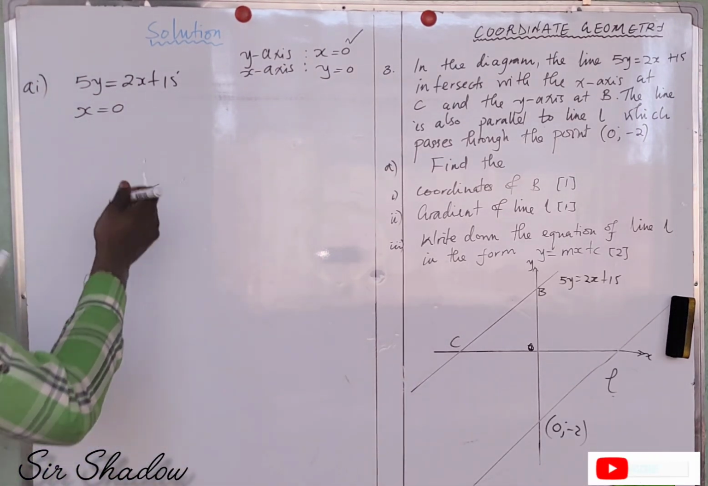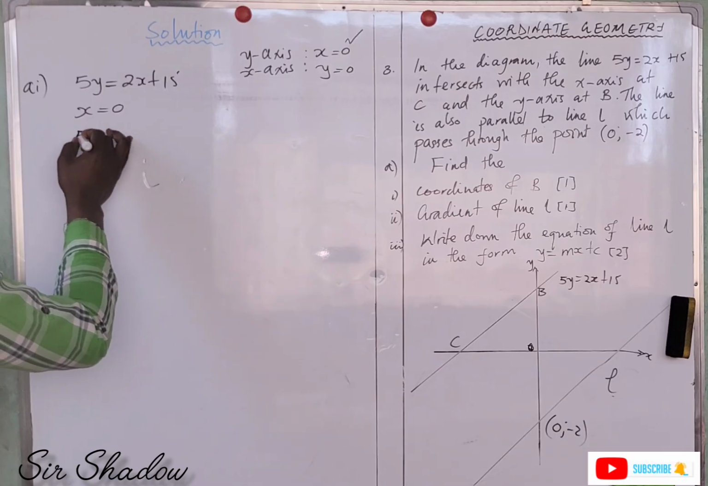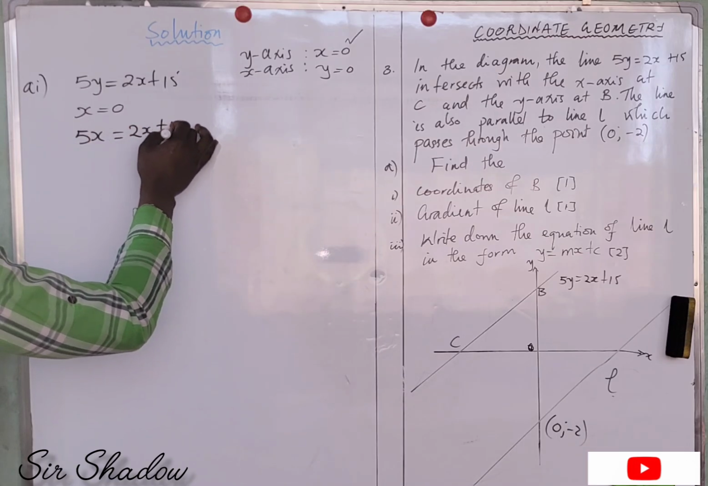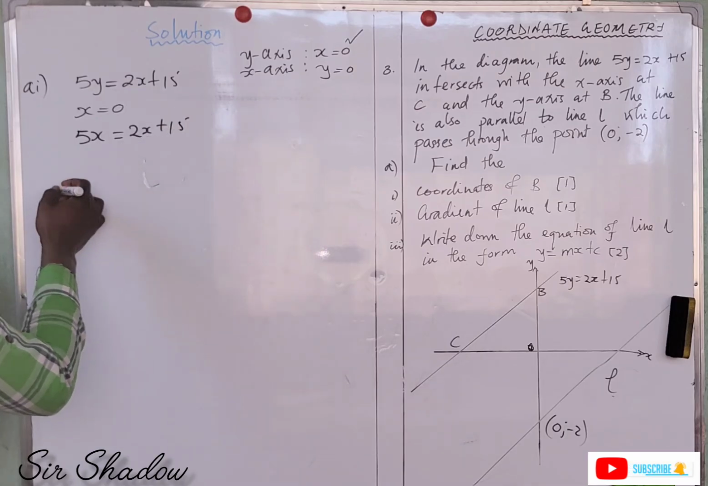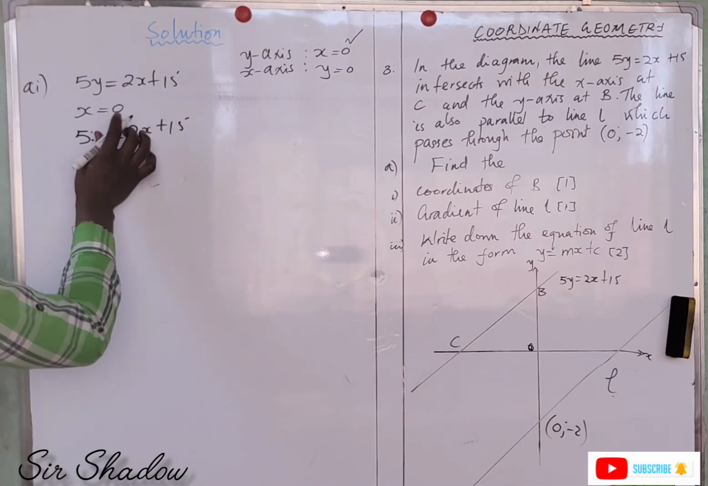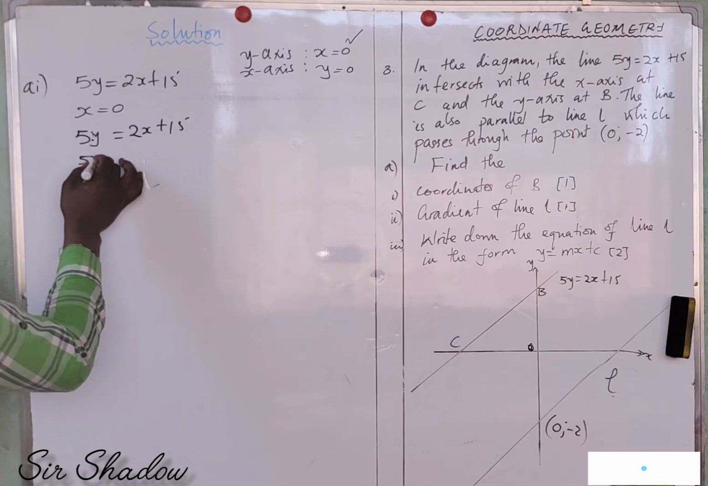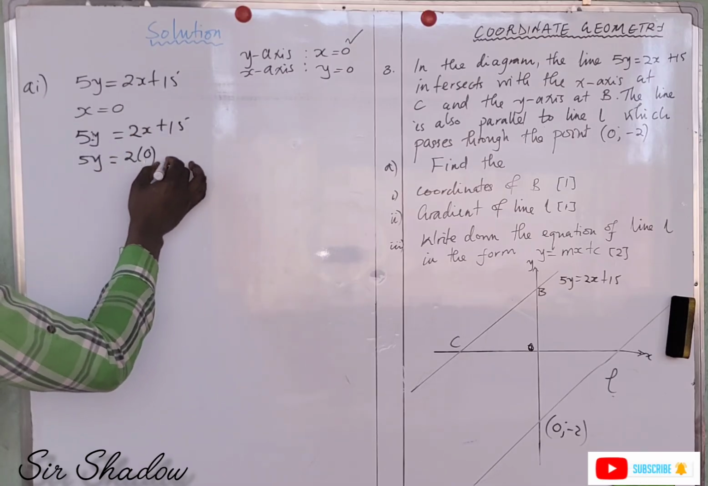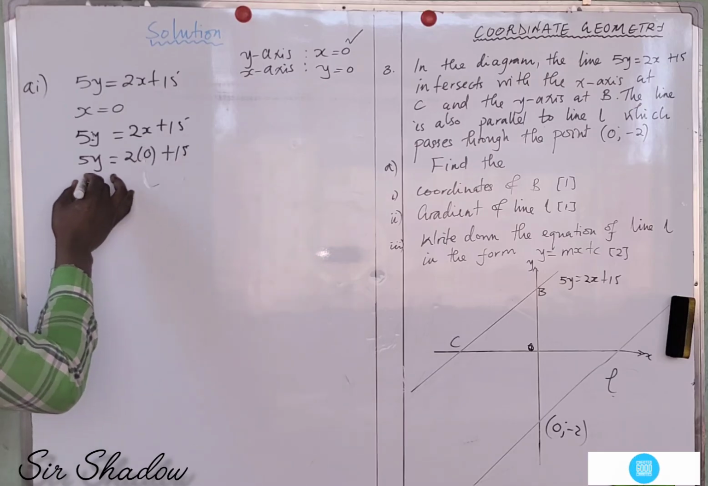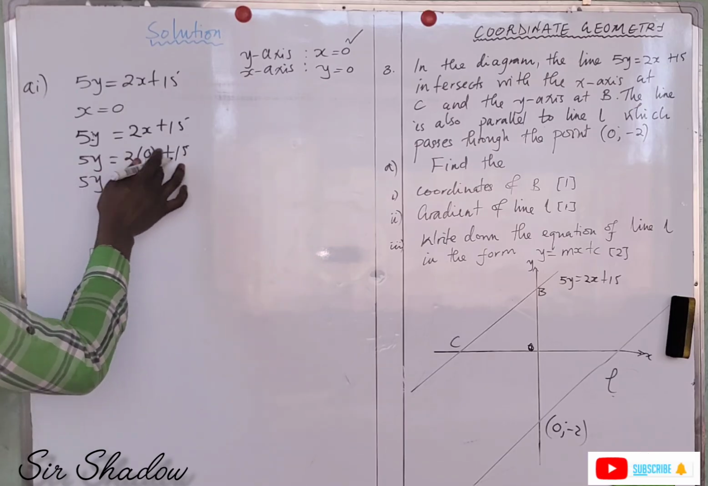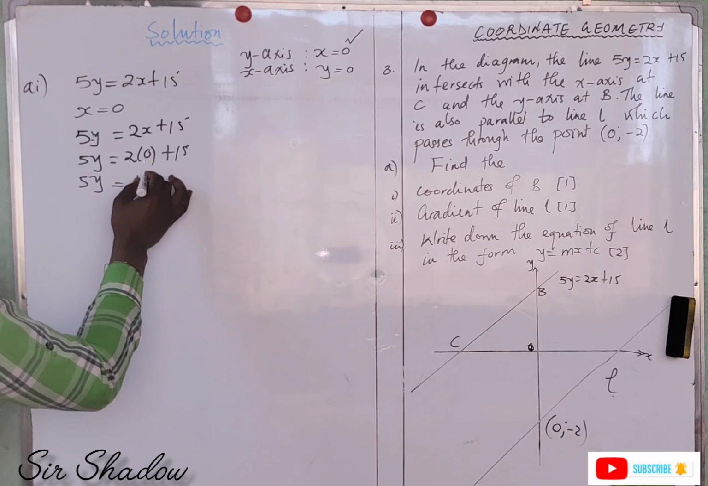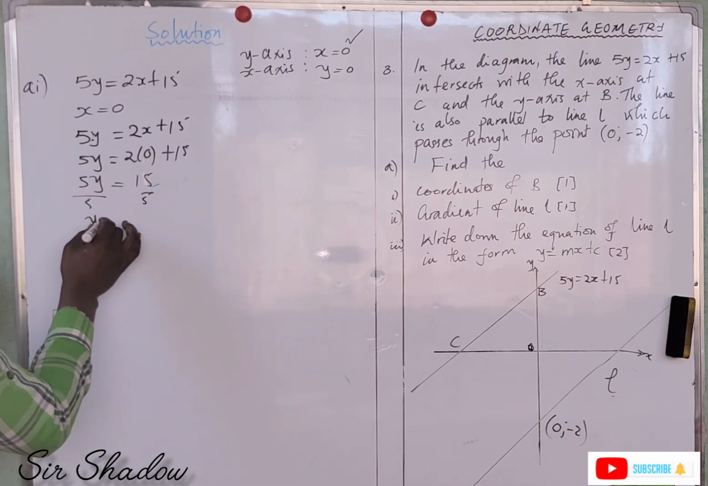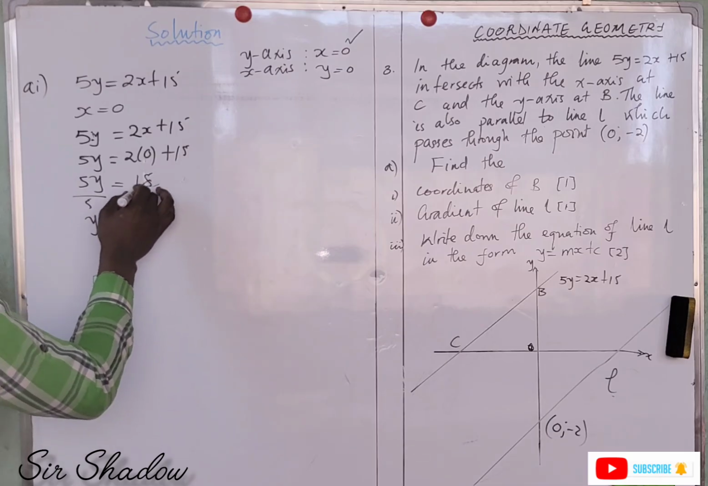So this becomes 5y equals 2x plus 15. But where x is 0, so 5y equals, where there is x, you put 0. It becomes 2 times 0 plus 15. This gives us 5y equals 2 times 0, which is 0, plus 15, you get 15. Divided by 5, y equals 3.